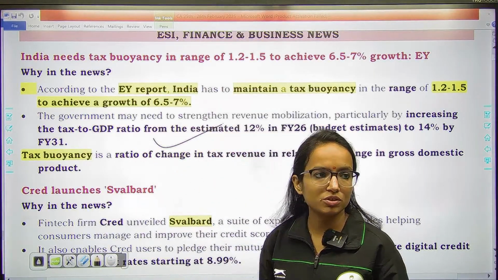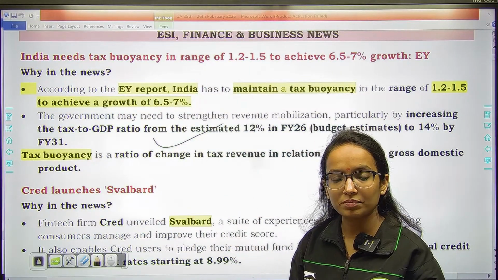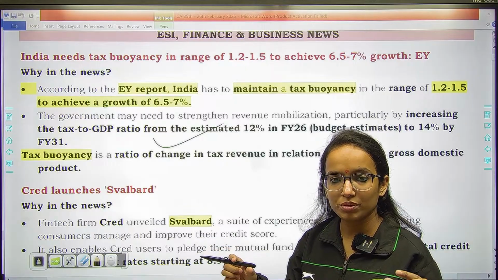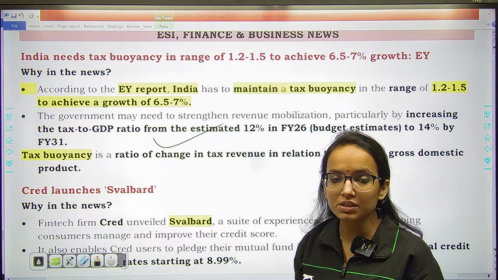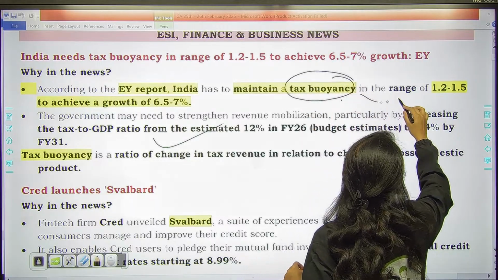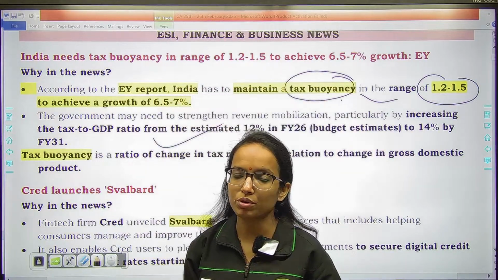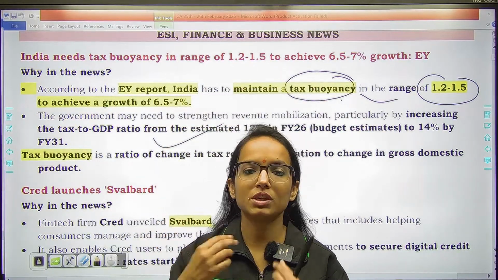The figure as such is not so much important. Figure says that if India wants to be in a growth rate of a range between 6.5% to 7%, you have to maintain a tax buoyancy in range of 1.2 to 1.5. So first of all, the concept is important.